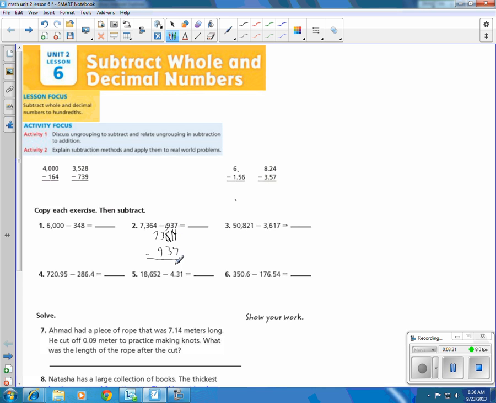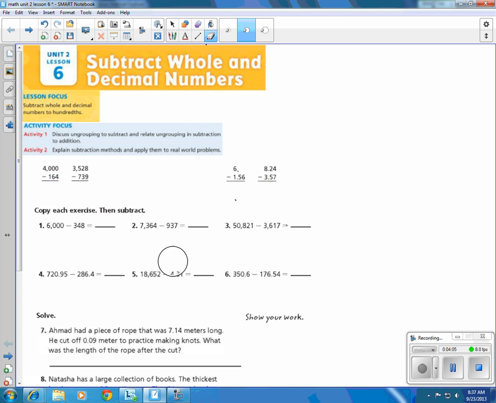So now 14 minus 7 is 7. 5 minus 3 is 2. 3 minus 9 is, again, I cannot do that. I can't take 9 from 3, so I have to come over to the thousands place and borrow. That gives us 13 minus 9, and then 6 minus nothing, giving us 6,427.